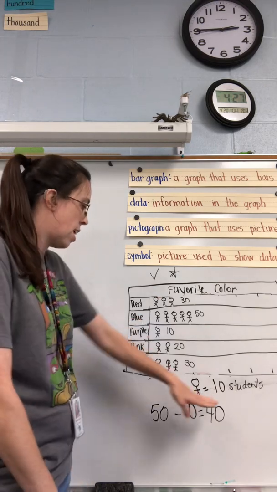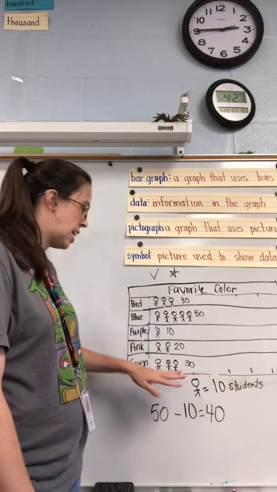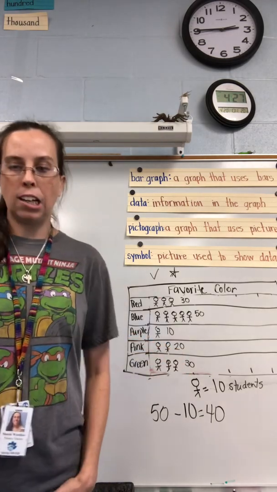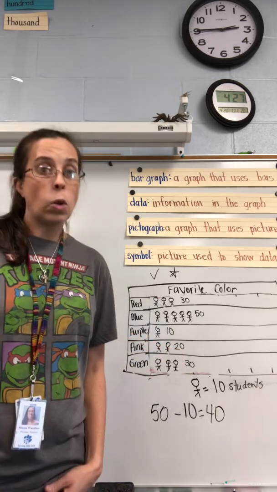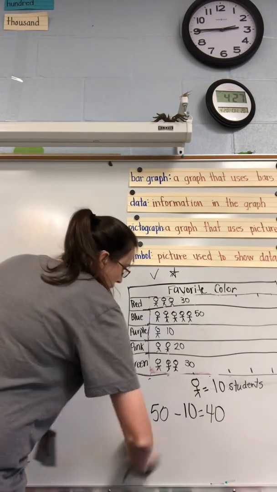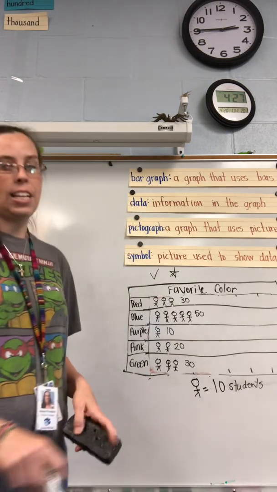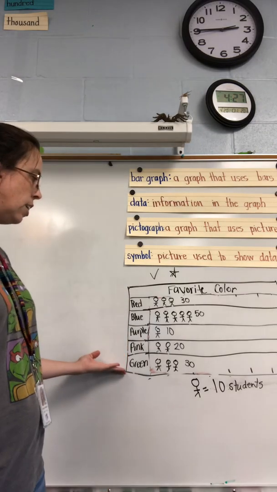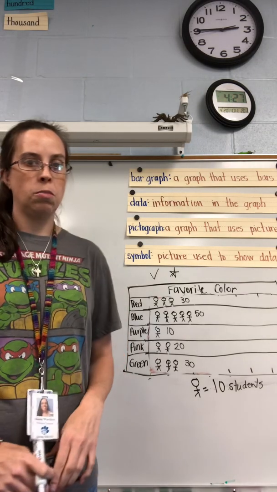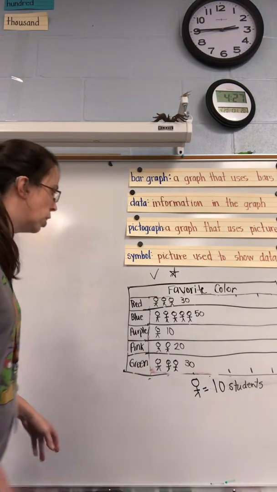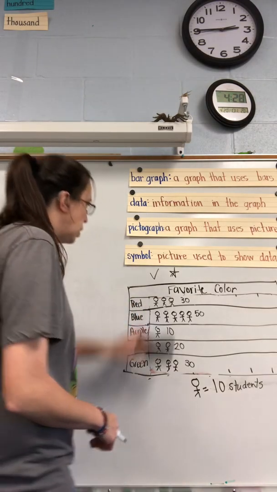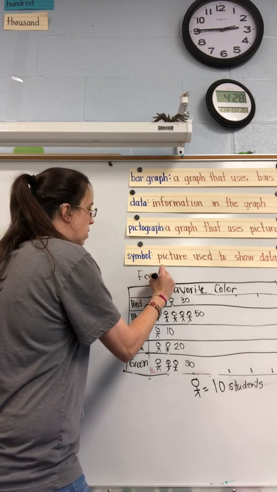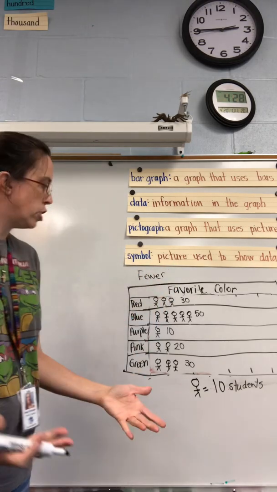Well, I noticed that we're still going by 10, and I counted 10, 20. I noticed that 20 students chose the color pink. And then there are some questions that are really tricky, kind of like the one from yesterday. Did fewer students pick the color green or blue? Well, fewer. I need to know what the word fewer means. Fewer means not as many or less, whichever you choose.